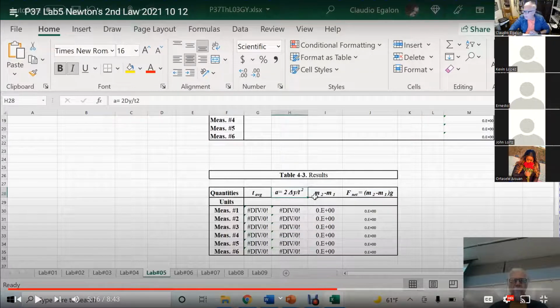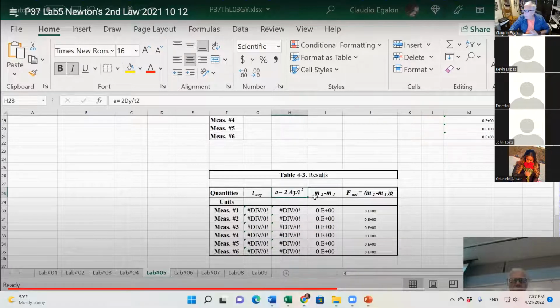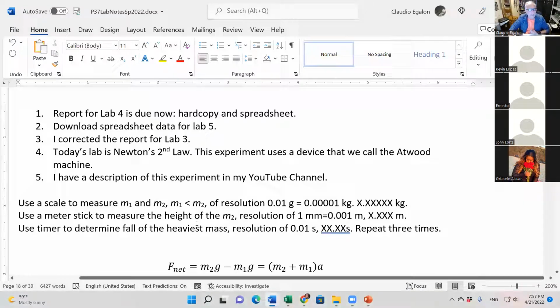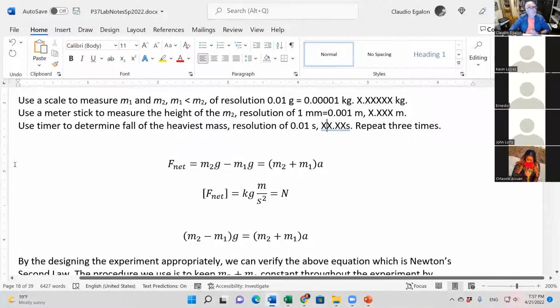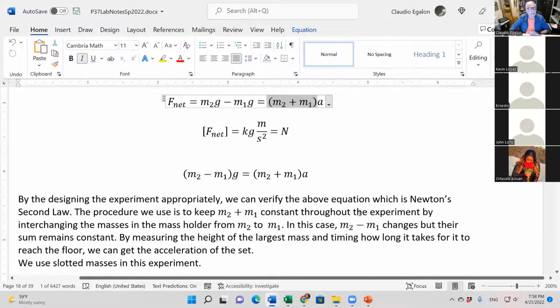Why am I doing that? It has everything to do with the formulas. Let me go through here how we solve the system. Net force is weight of 2 minus weight of 1 equal to net mass times acceleration, Newton's second law. What you see here is Newton's second law. Remember that I told you M1 plus M2 remains almost constant? There's a reason for that.